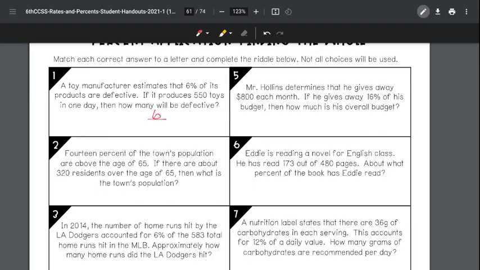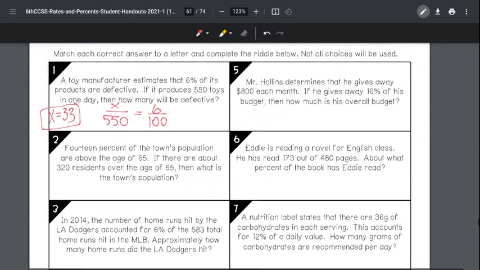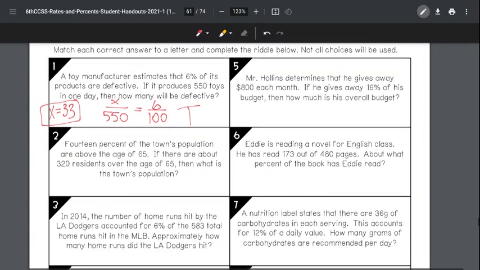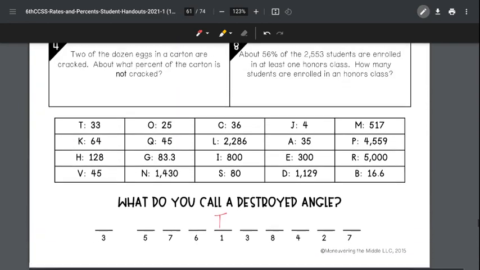So 6% out of 100% of their toys are going to be defective. If they made a total of 550 toys that day, we have to figure out how many will be defective. 550 times 6 is 3,300 divided by 100 equals 33. X equals 33. So down below, the number 33 matches the letter T. So in our riddle, anytime you see a 1, you have to put the letter T.